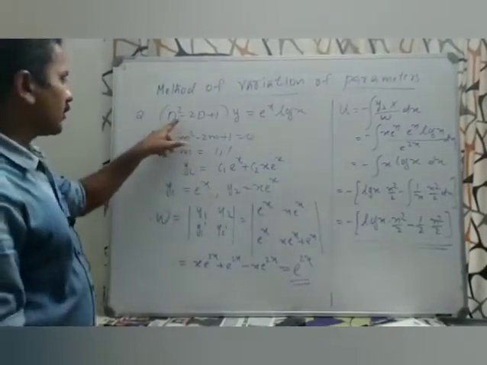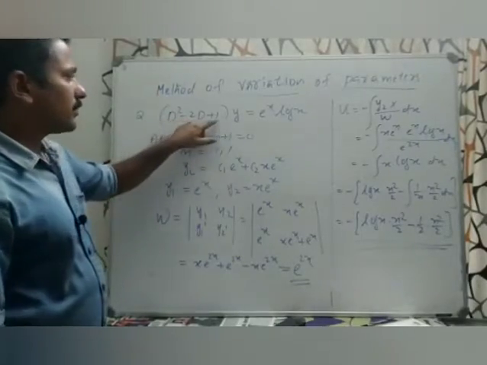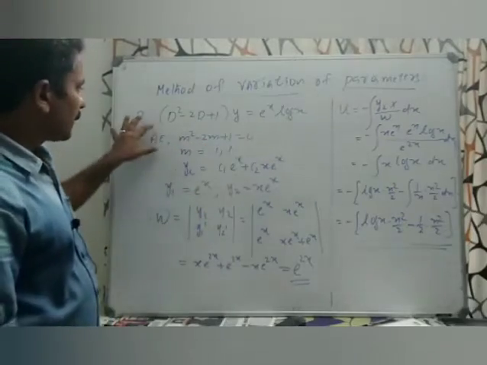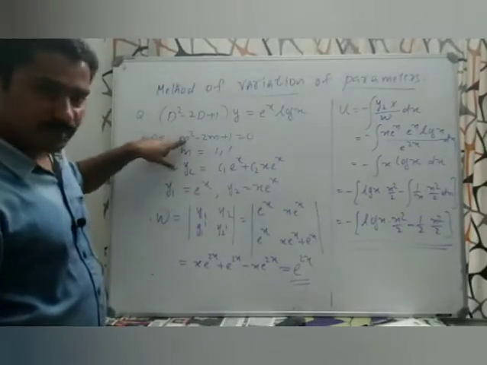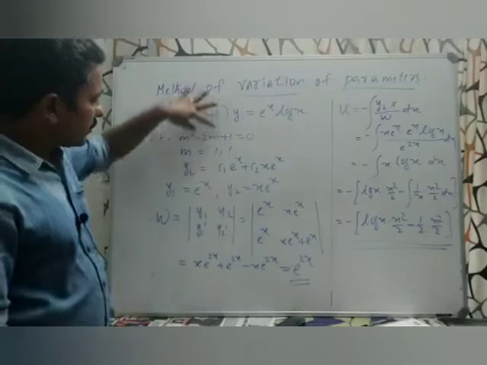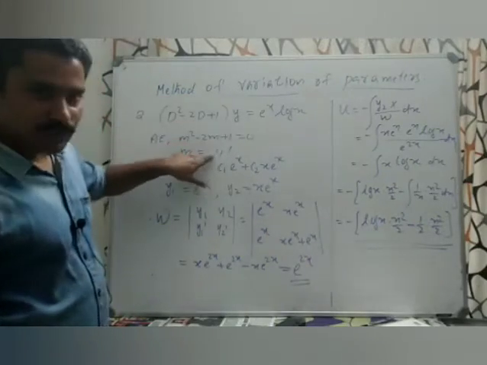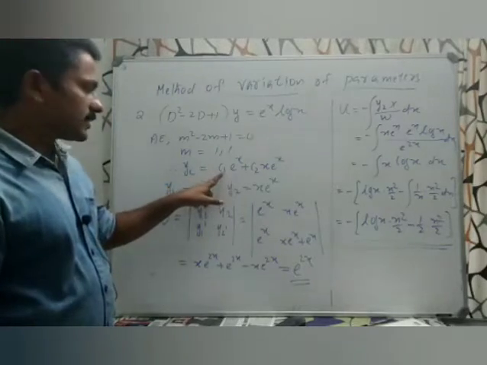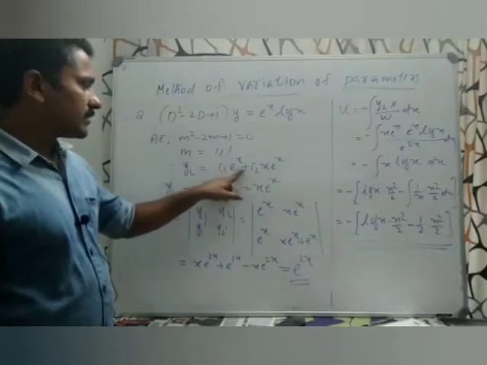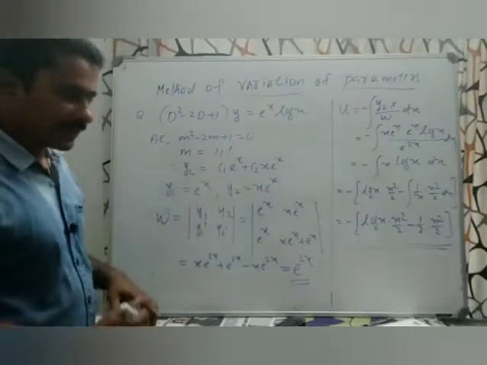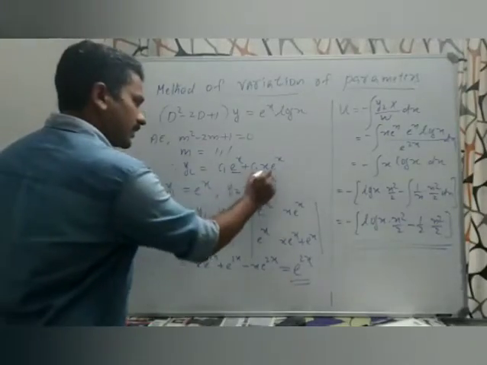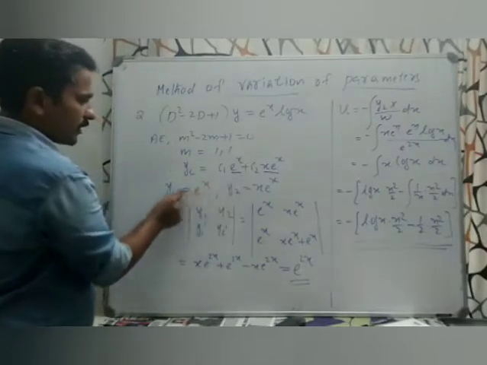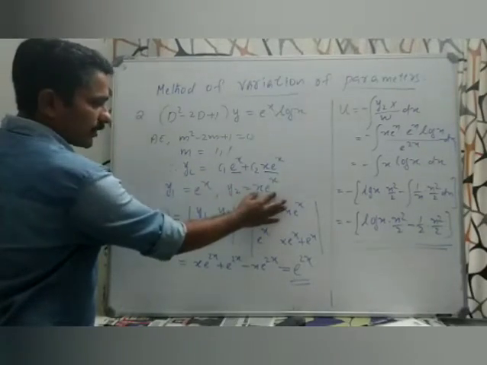Okay, this is the second problem. D square minus 2D plus 1 of y is equal to e to the power x times log x. And here the auxiliary equation is m square minus 2m plus 1 is equal to 0. When you solve this one, you will get two values, 1 and 1. So this one is a repeated root. Therefore, the complementary function is c1 e to the power x plus c2 x e to the power x. Here again we have two functions, e to the power x and x e to the power x. We choose the first one as y1 and the second one as y2.